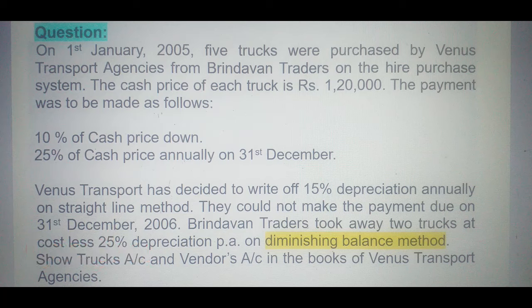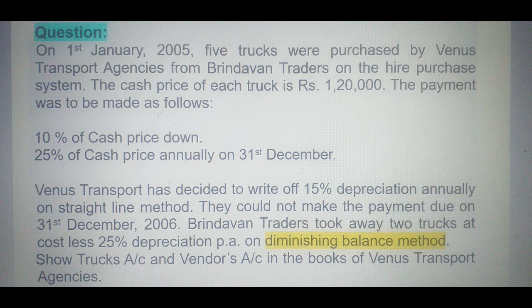On 1st January 2005, 5 trucks were purchased by Venus Transport Agencies from Vrindavan Traders on hire purchase system. The cash price of each truck is rupees 1,20,000. So the total cash price of 5 trucks will be 1,20,000 per truck into 5, which is equal to rupees 6 lakh. The payment was to be made as follows. 10% of cash price down. So 6 lakh into 10% is equal to 60,000 will be the down payment.